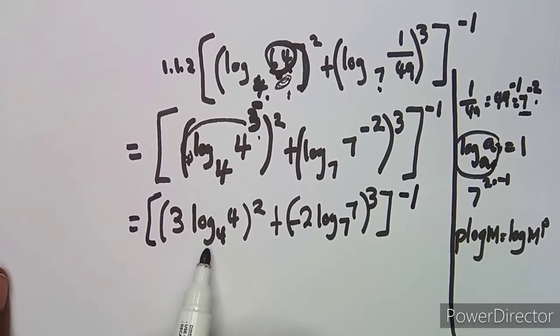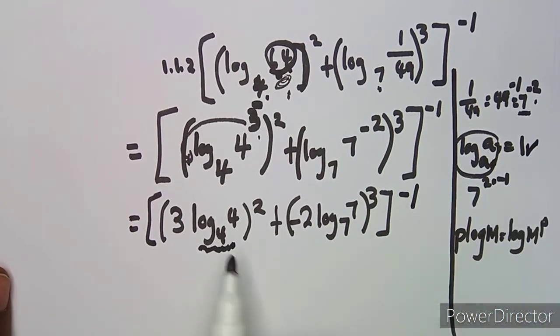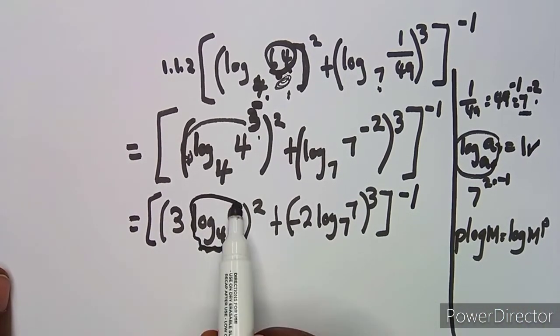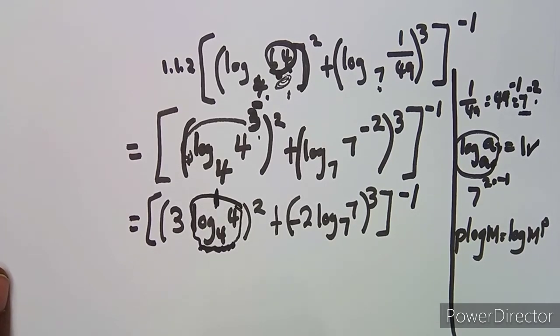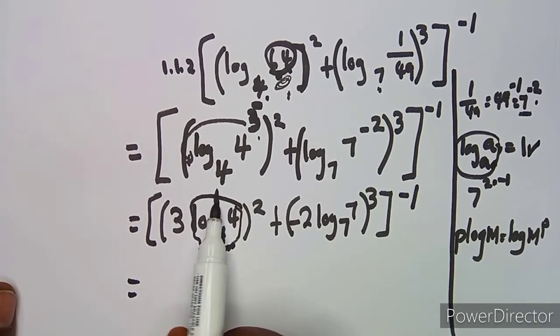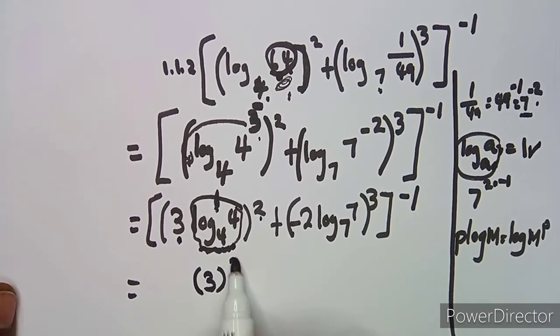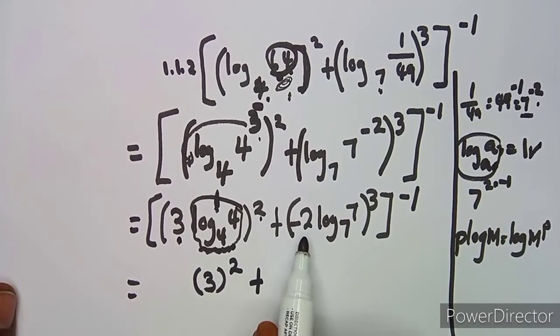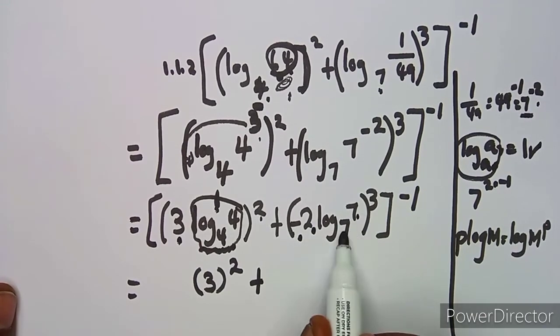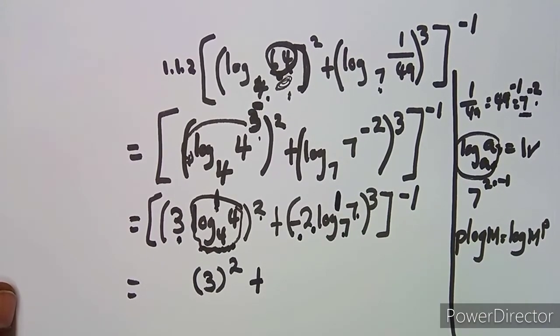But the stage here is now clear. Remember we said this will give us a 1. So whenever I see log 4 base 4, I know this is the same as 1. So it's the same as 1 times 3, which is 3 to the exponent of 2, plus -2 times log 7 base 7, which is the same as 1.